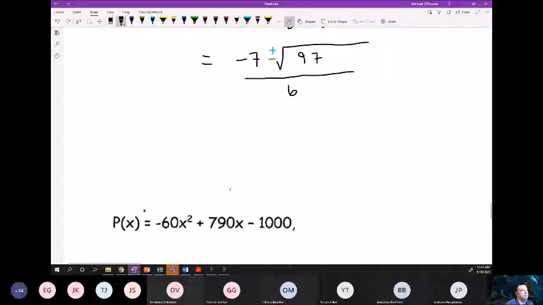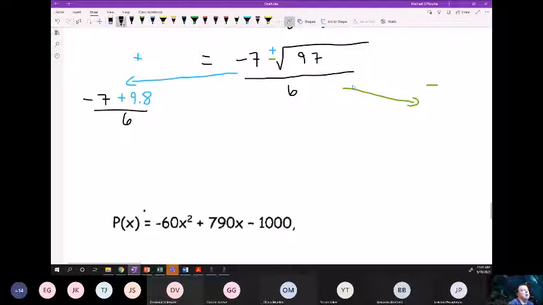Now here's where our split comes. We're going to have a positive split this side, and we're going to have a negative split this side. I color coded them so it's a little bit easier to see. So we have negative 7, and this time it's going to be plus the square root of 97, which is 9.8, divided by 6. On this side, we're going to have negative 7 minus the square root of 97, which is 9.8, divided by 6. How are we doing with the split?